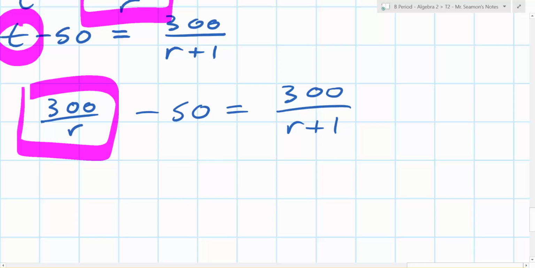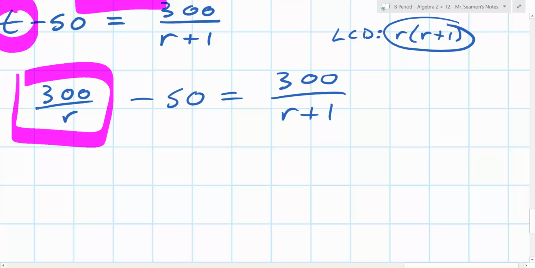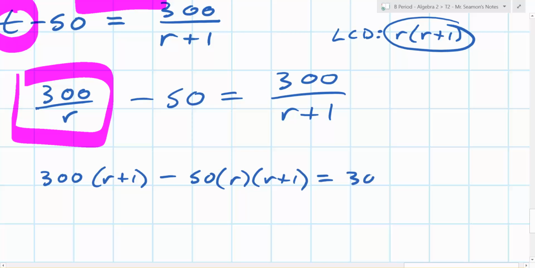What should I multiply everything by at this point? What is the LCD? The LCD here is r times r plus 1. So what do you do with this LCD? You multiply everything by it, and you end up with 300 times r plus 1 minus 50 times r times r plus 1 equals 300 times r, because the r plus 1 cancels.